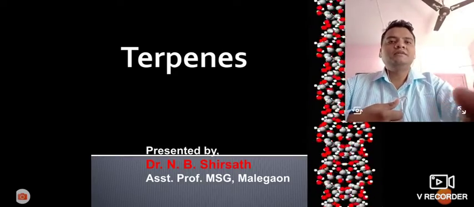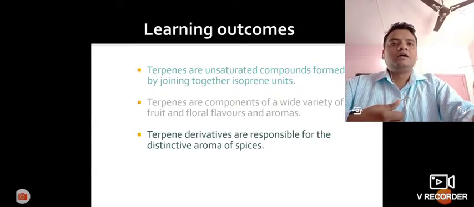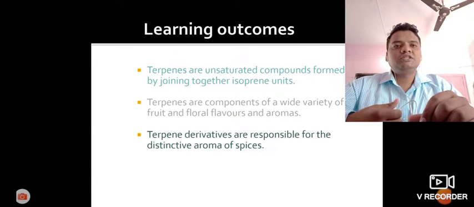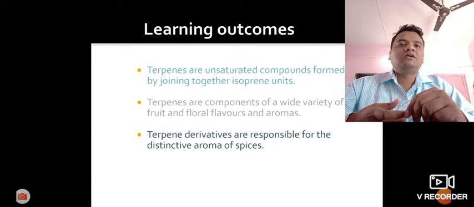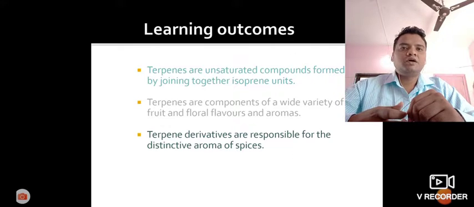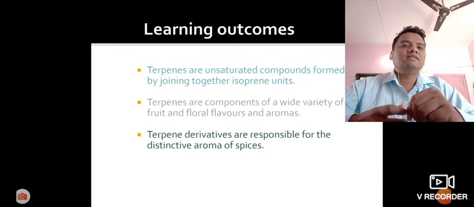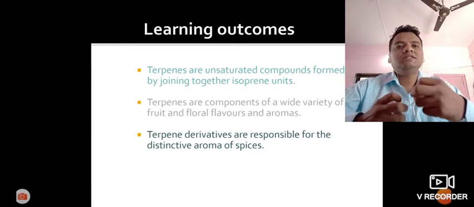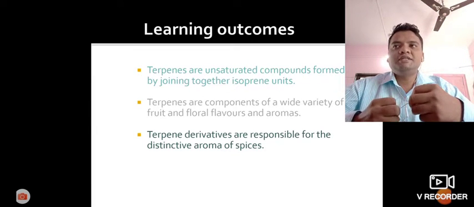Next is the learning outcome. What is the learning outcome of today's presentation? We are discussing the definition of terpenes in today's lecture. Terpenes are unsaturated compounds formed by joining together isoprene units, meaning a number of isoprene units are joined to form the terpenes.